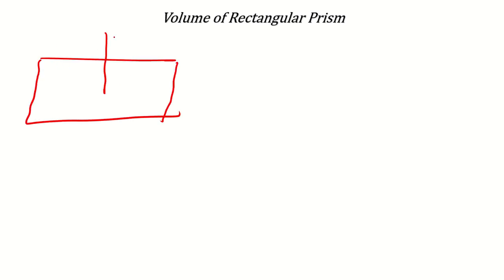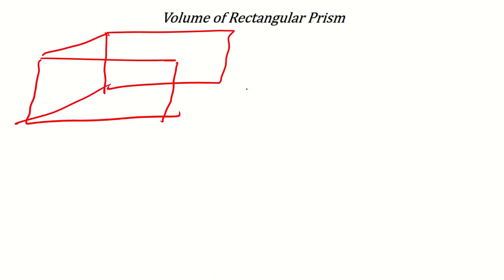Now what next do we have? Volume of rectangular prism. Okay, so volume of a rectangular prism means like a box you can have. Suppose this is the rectangular prism here, like this, here it goes, and now we need to have three sides here.